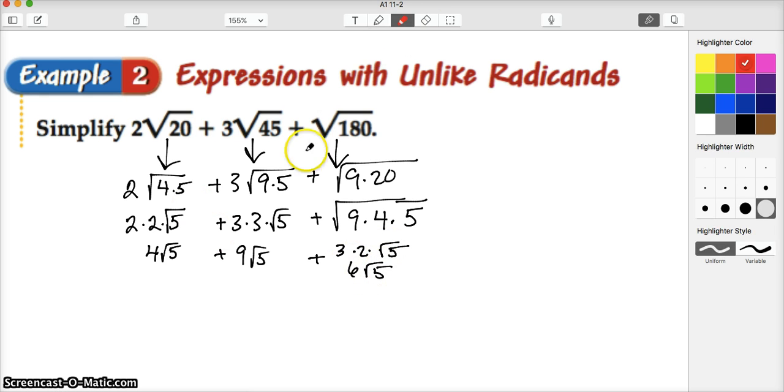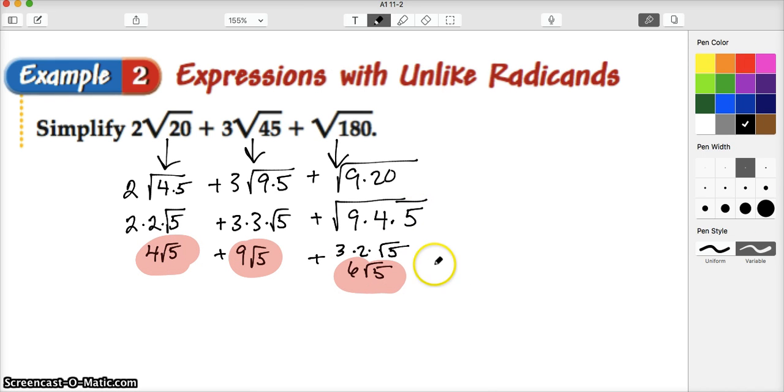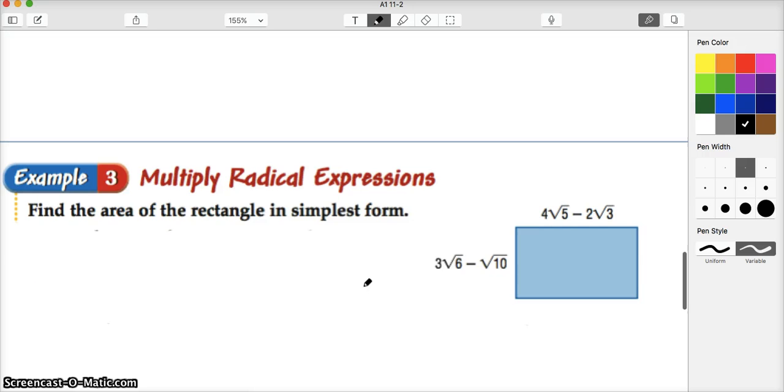And so now I have my like terms. I have 9 plus 4 plus 6 because they're all dealing with root 5s. 9 plus 4 plus 6 is going to be 19, and 19 root 5 is my final answer. Notice we simplified each as best we could, and it just so happened that they all ended up being the same type of term, so we could join them together.